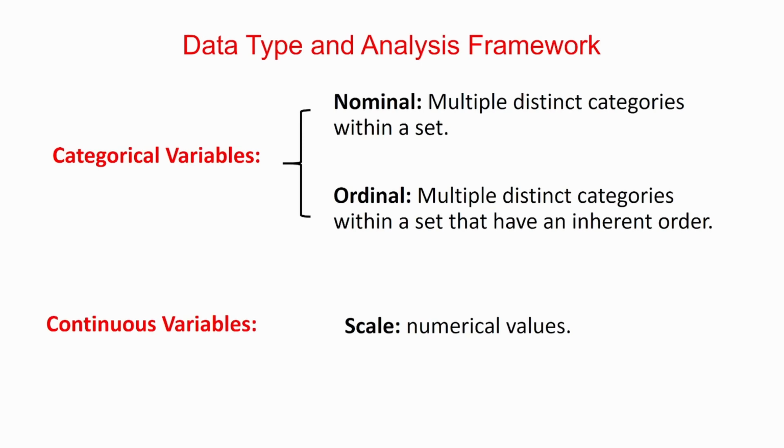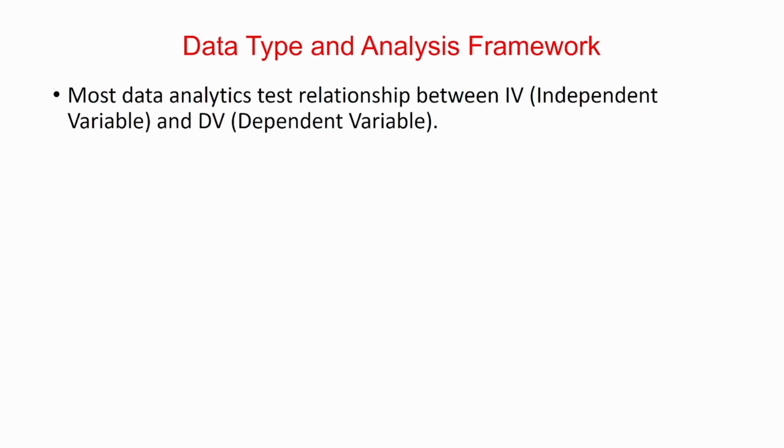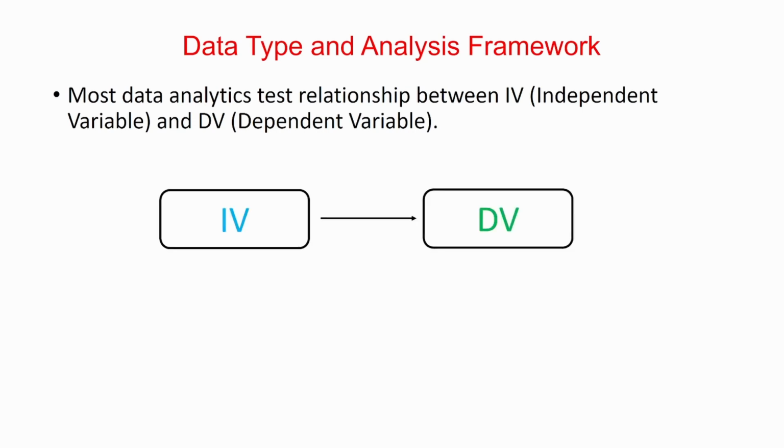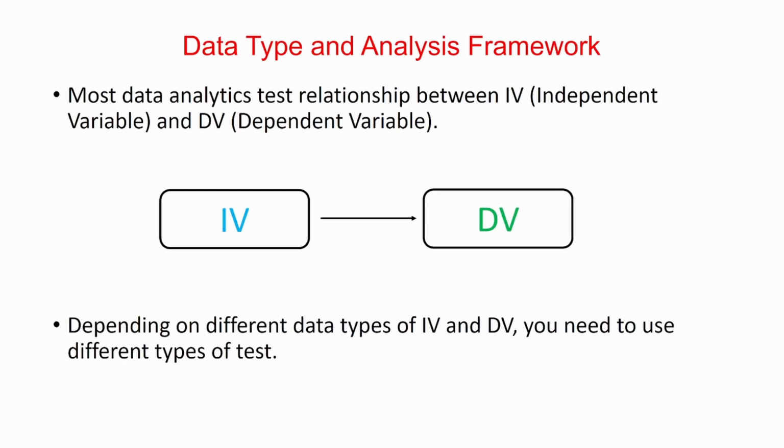Okay, now we know the basic idea about categorical variables and continuous variables. And we're going to have a basic idea about data analysis, a basic framework. I call it the IV and DV framework. So IV is independent variable and DV is dependent variable. Depending on the different data types of IV and DV, you need to use different types of analysis. I'm going to explain that in a bit.